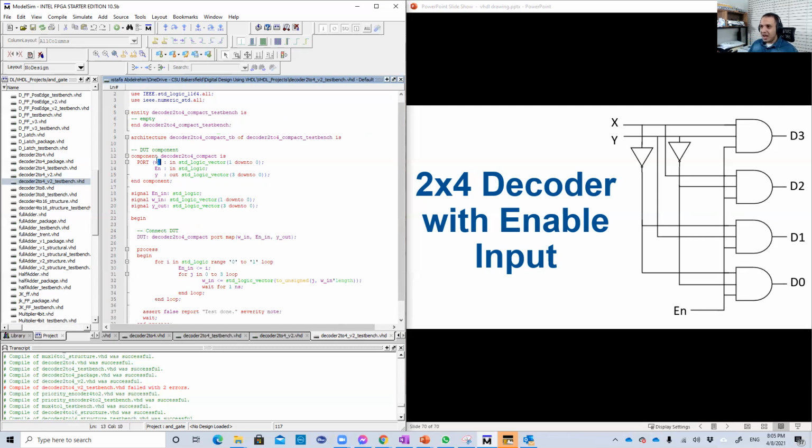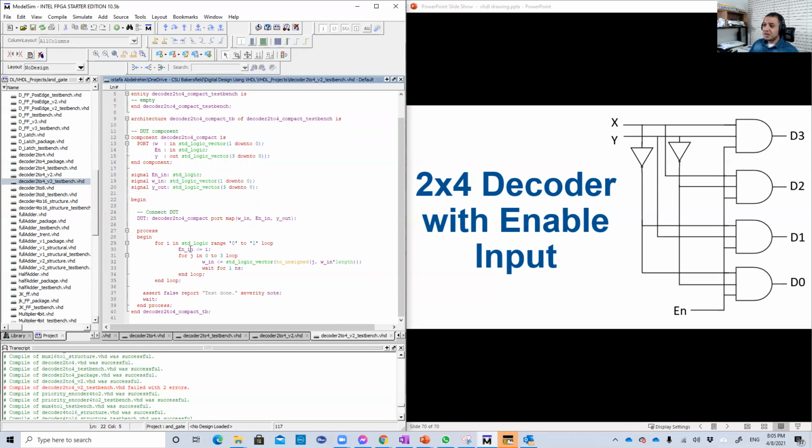So instead of X and Y, I have the input W. Instead of the four outputs, D0 to D3, I have this signal called Y, which is 4 bits. Then here, again, I'm iterating for the enable, which just takes 2 values, 0 and 1. And then instead of iterating X and Y, I iterate over W, which can take 00, 01, 10, 11, which is basically 0 to 3. So I iterate here from 0 to 3, then assign this counter to WN, the signal that is connected to the input W. Okay, let's now simulate this.